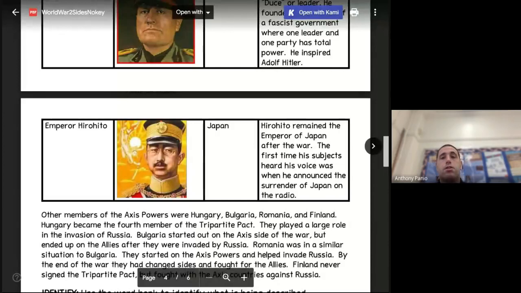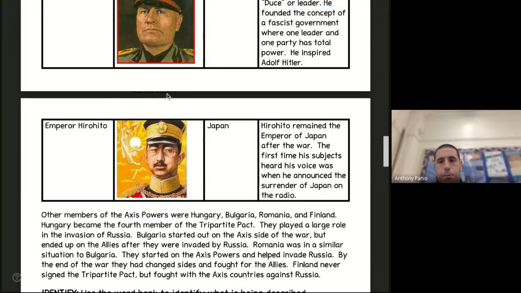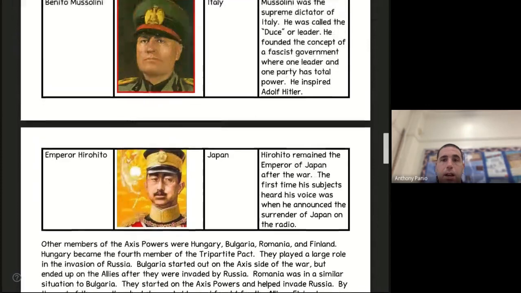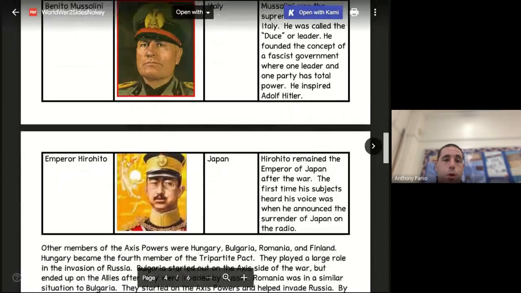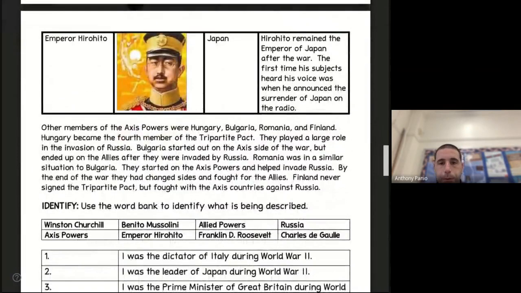He is sometimes considered the leader of World War II for Japan. But for this reading, we'll look at his Emperor Hirohito. So Hirohito remained the Emperor of Japan after the war. The first time his subjects heard his voice was when he announced the surrender of Japan on the radio. So like no one really knew who he was, but he was like the leader. He was a very quiet guy though. So he's a lot different than like Hitler and Mussolini, who were a lot more in your face.